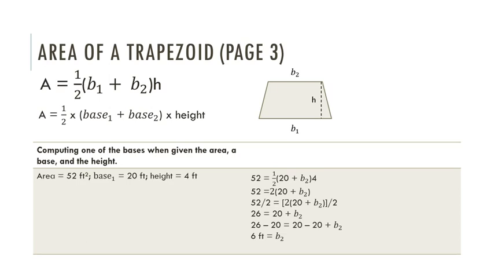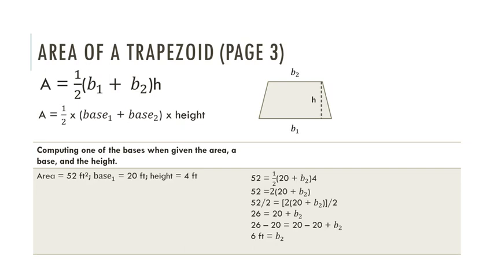Okay, now let's look at a trickier problem. In this case, we have to solve for one of the bases, in this case, base 2. So we're given the area, we're given the first base and the height. Let's plug everything into the formula, and it should look something like this. Now, to simplify things a little bit, I went ahead and multiplied the parts that I can. And the reason I'm doing this is because I cannot add 20 plus base 2. I'm not able to simplify that anymore.